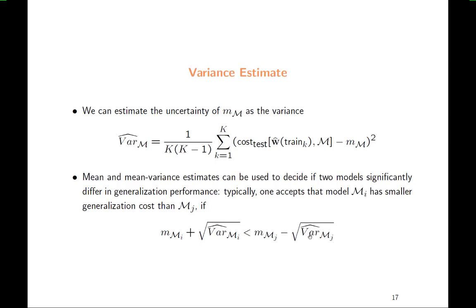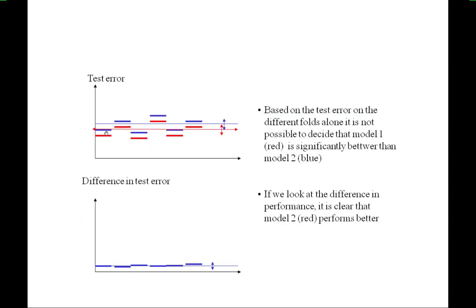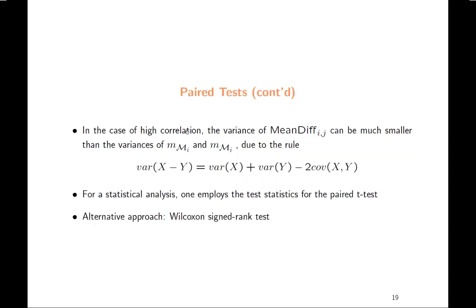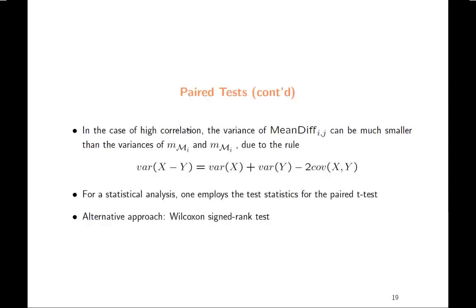If they overlap, then you can do something like the paired test, where in each experiment you look at the difference between the two models and analyze if this is significantly larger or smaller than 0, to make this decision if one model looks better than the other. So here the difference is always positive, despite a great noise in the individual performance of the individual models. And there's also something called Wilcoxon's signed rank test, which is an alternative to this paired t-test I was discussing here.